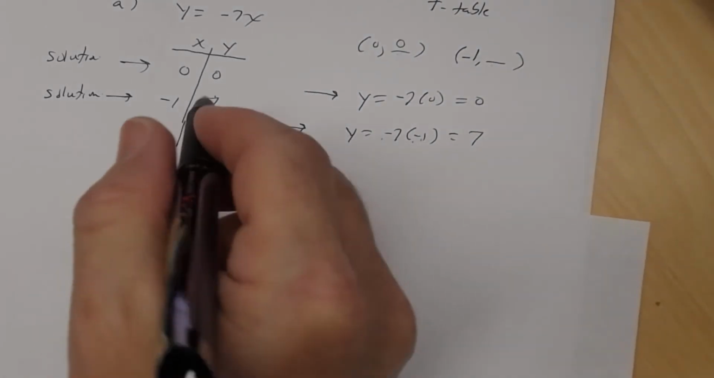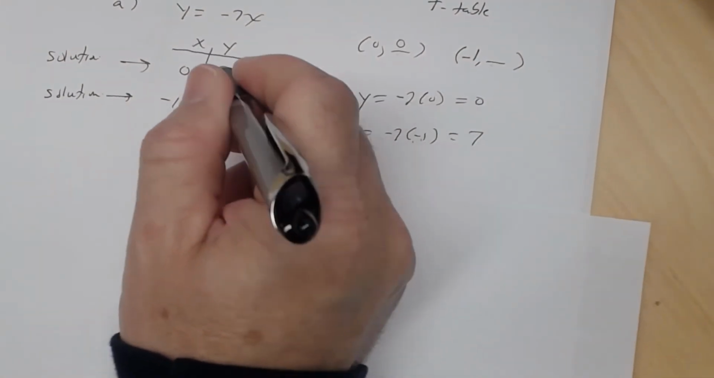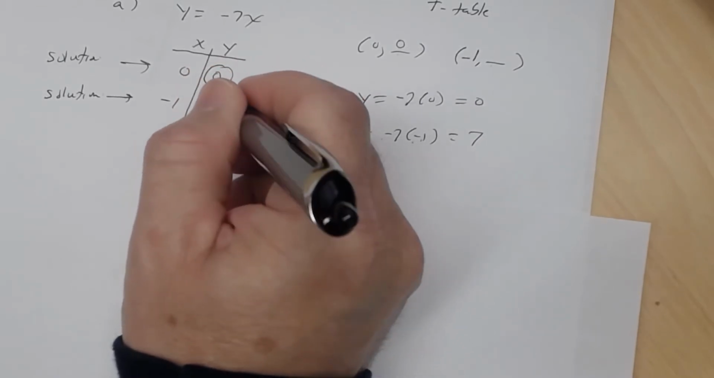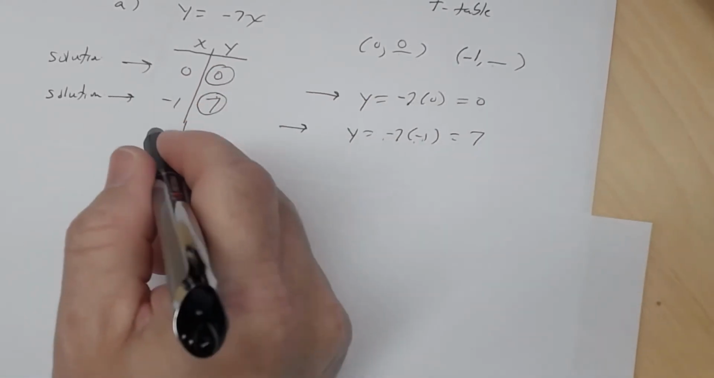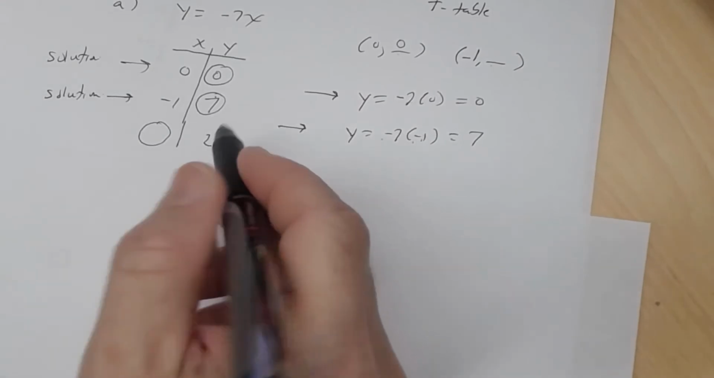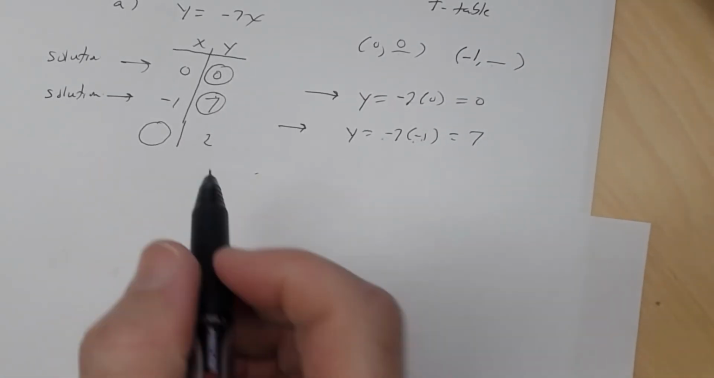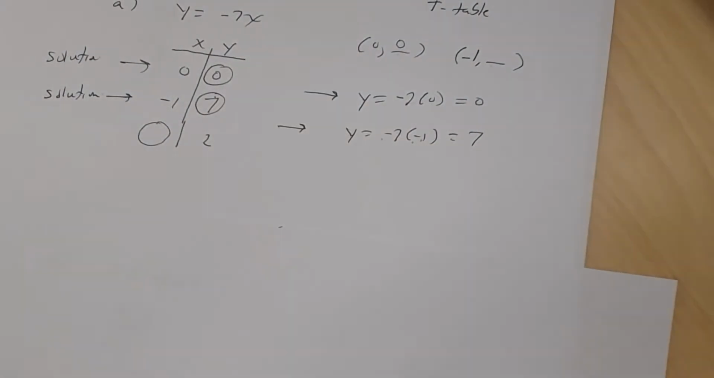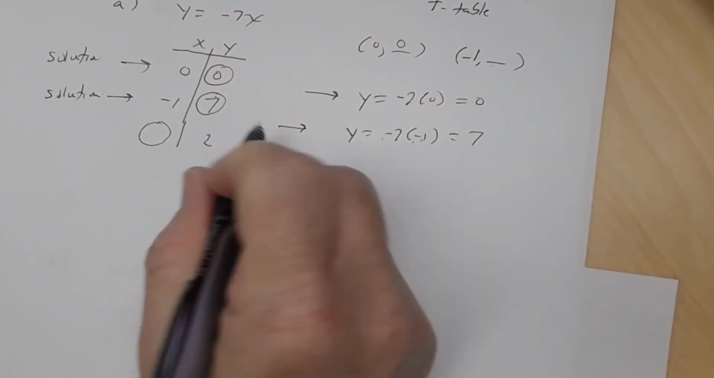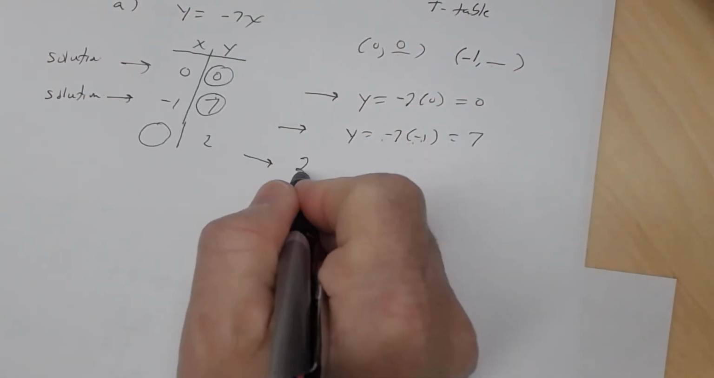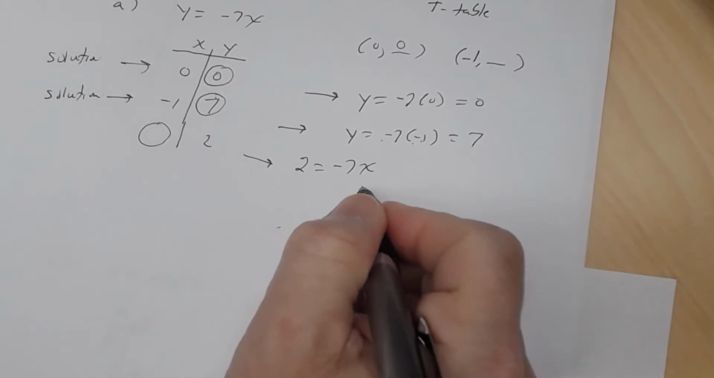All right, now this time, I'm going to go ahead and circle what we had to find. So we had to find this number, we had to find this number. Okay, so now this time you're told y is 2. So I get 2 equals negative 7x. And all you got to do now is solve for x.